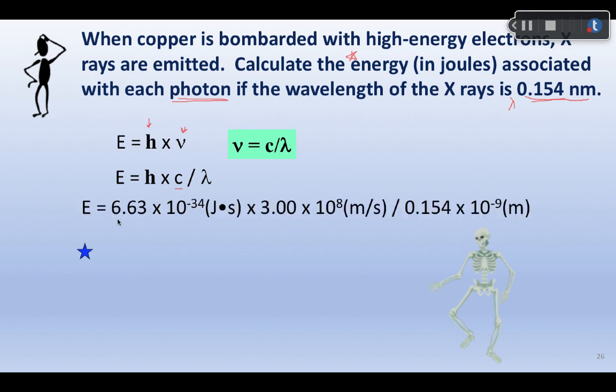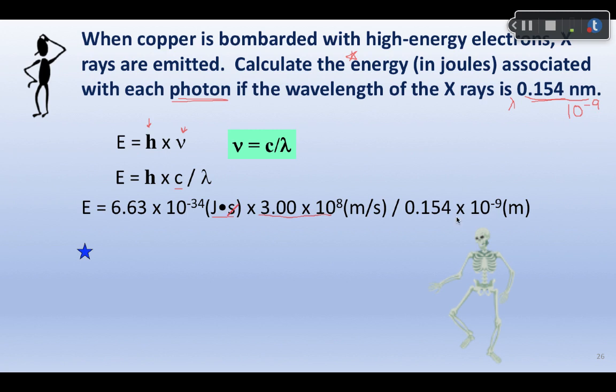And Planck's constant is a number. You just have to get used to it or find it someplace. 6.626, 6.63 is close enough, times 10 to the minus 34th joule seconds. Watch the units here. Times the speed of light, which is 3 times 10 to the 8th, and divide that by the wavelength, which is 0.154 nanometers. Instead of the prefix n, you can put 10 to the minus 9. Nano means 10 to the minus 9. So it simplifies your conversions by just putting it in that way.